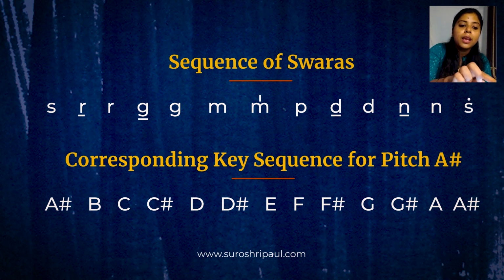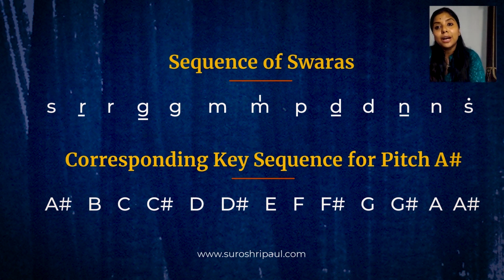Next, I am going to play all the Shuddh notes in the pitch of A sharp. That means A sharp, C, D, D sharp, because Ma becomes D sharp, F becomes Pa, G becomes Dha, A becomes Ni, and again A sharp becomes the Tar Sa.